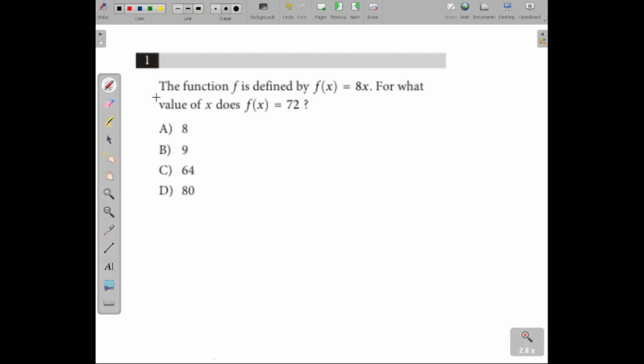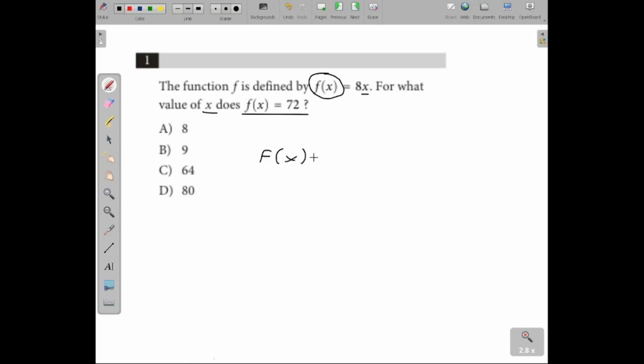Number 1. The function f is defined by f of x equal to 8x. For what value of x does f of x equal to 72? So if we have this value of f of x, then we can replace that in the function, and then we can find the value of x.